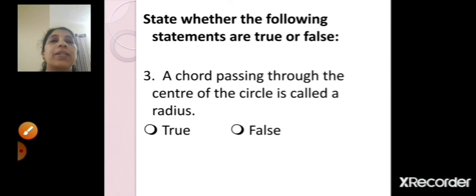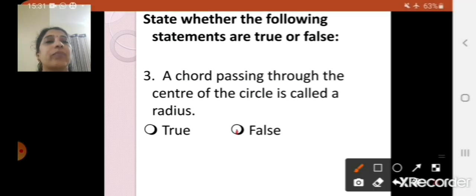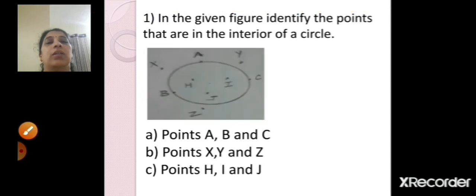A chord passing through the center of the circle is called as a radius. What did we learn? A chord passing through the center of the circle is called as the diameter. So again this answer will be wrong. So we'll select false as the answer, right? Now, in the given figure, identify the points that are in the interior of the circle.